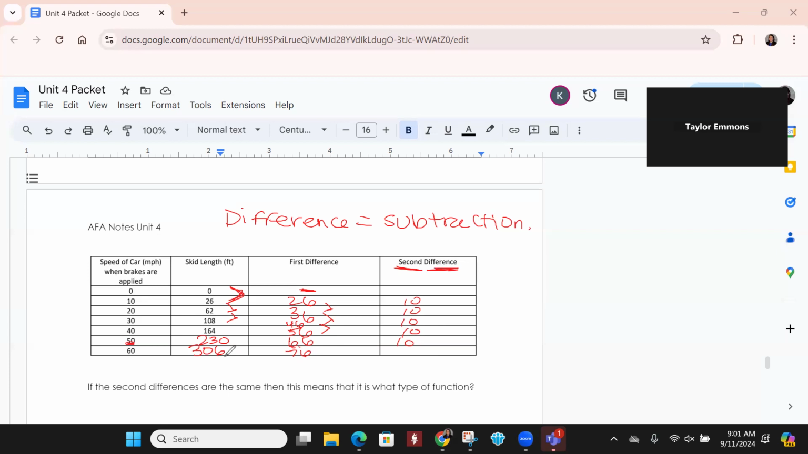Football players, how many feet is a football field? So how many yards are in a football field? There's 100 yards in a football field. Each yard is about 3-ish feet, so about 300 feet. You need a football field length to stop if you are going 60 miles per hour.